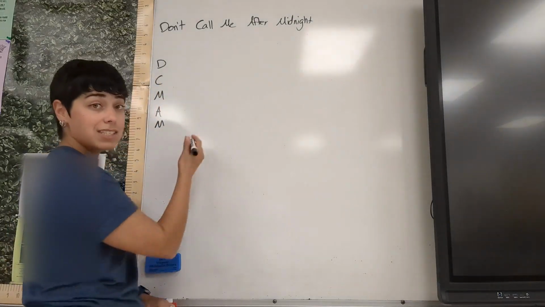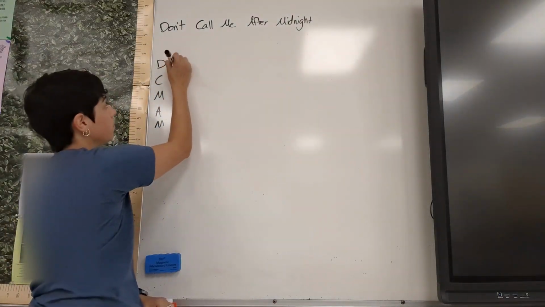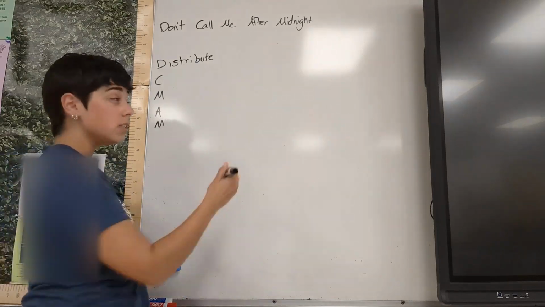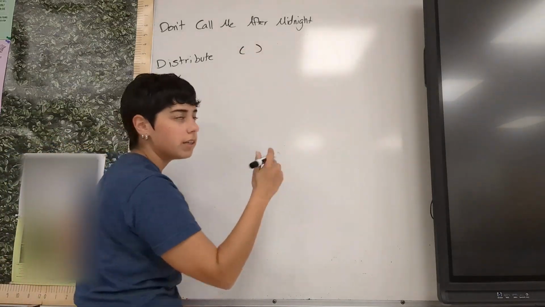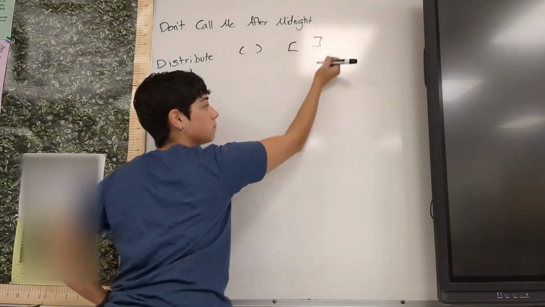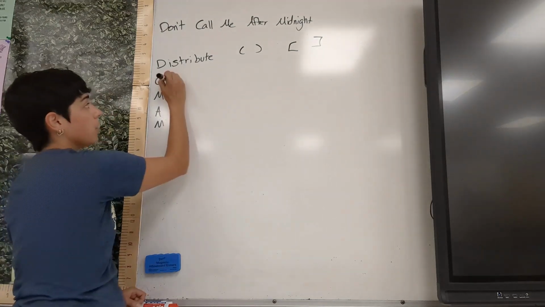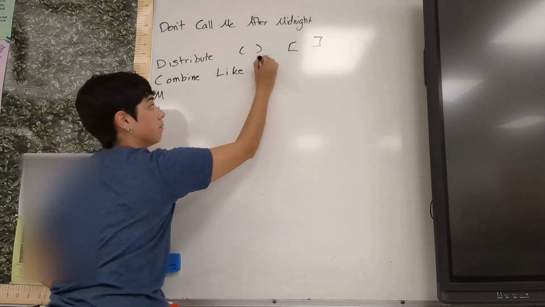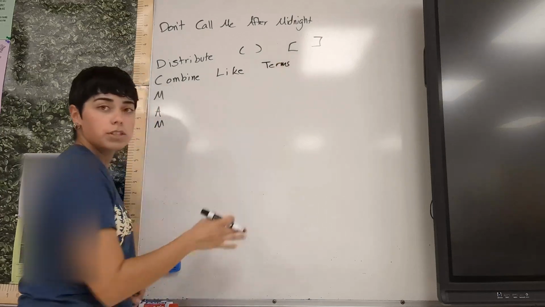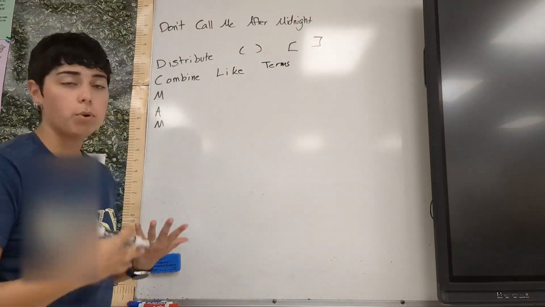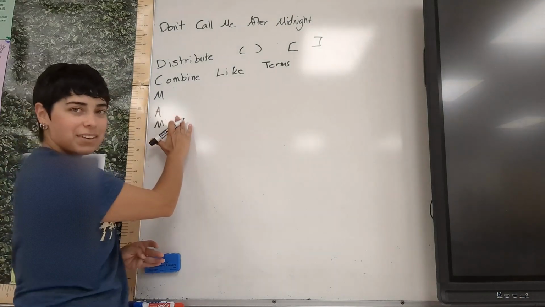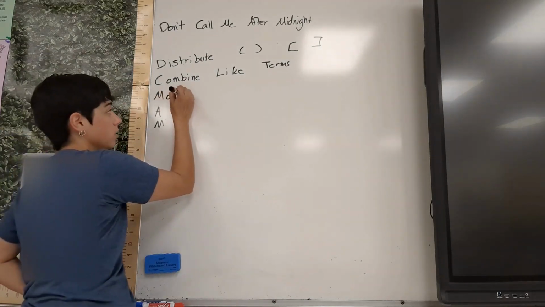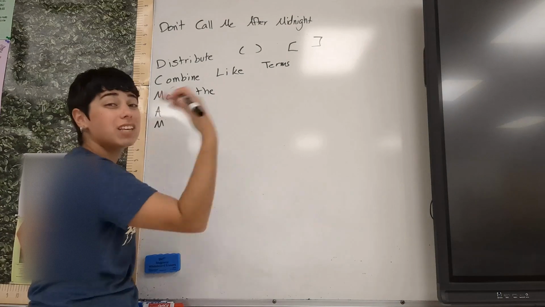So mathematically, D stands for distribute. So usually when we see parentheses, or very rarely in lower level math, you'll have some brackets. Then the C stands for combine like terms. So these are things with the same number or the same letter, or in other words, variable. Then we have M. Now our first step is going to be to move the smaller variable. Move the smaller variable, and you're moving it to the other side of the equation.